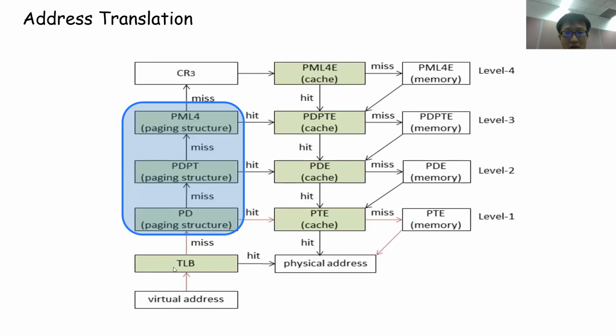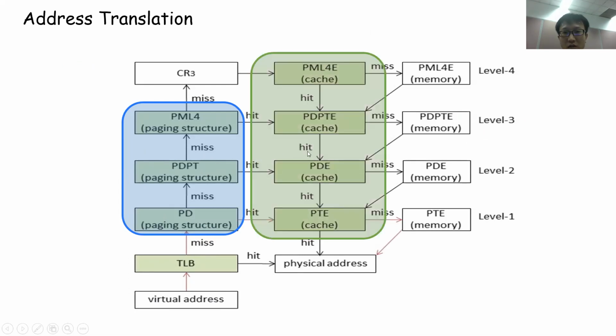The processor will search the TLB first. If there is a TLB miss, the processor will search the paging structure caches for partial address mappings. And then the processor will search the cache for all levels of page table entries. If some of the page table entries do not exist in cache, the processor will search them in memory. Intuitively, accessing page tables in memory is to hammer them once.